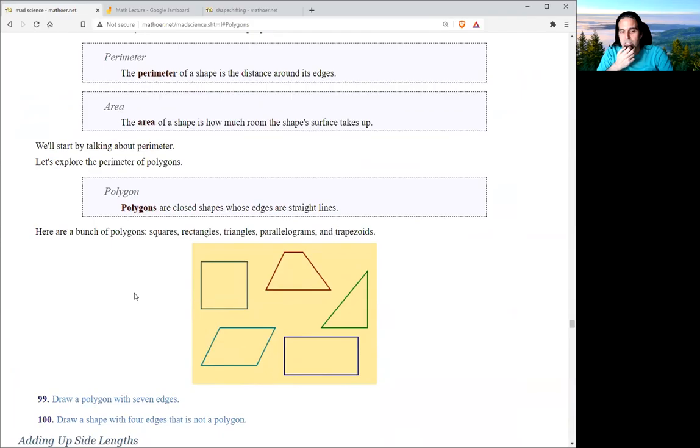Polygons, our last definition, are closed shapes whose edges are straight lines. So a bunch of them you know: squares, rectangles, triangles, the blue one that looks like an elephant sat on a rectangle, that's a parallelogram because opposite edges are parallel. And the red one that looks like a slanty pyramid with the top chopped off, that's a trapezoid.